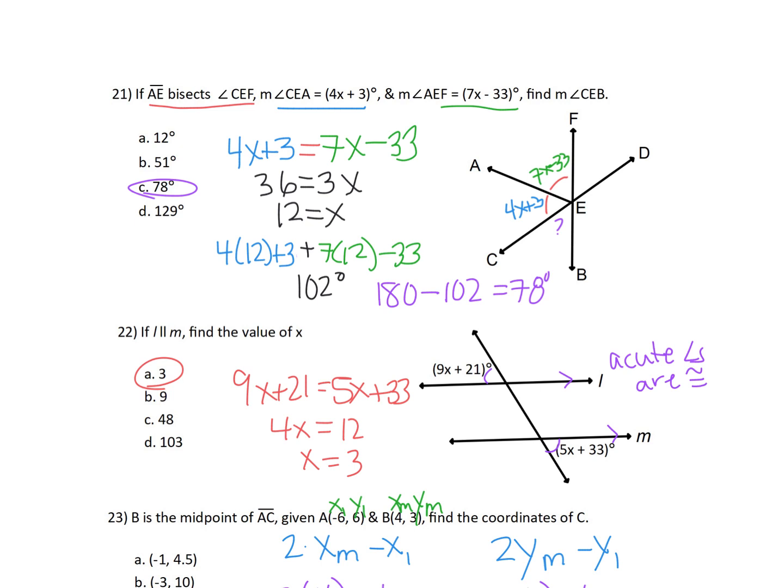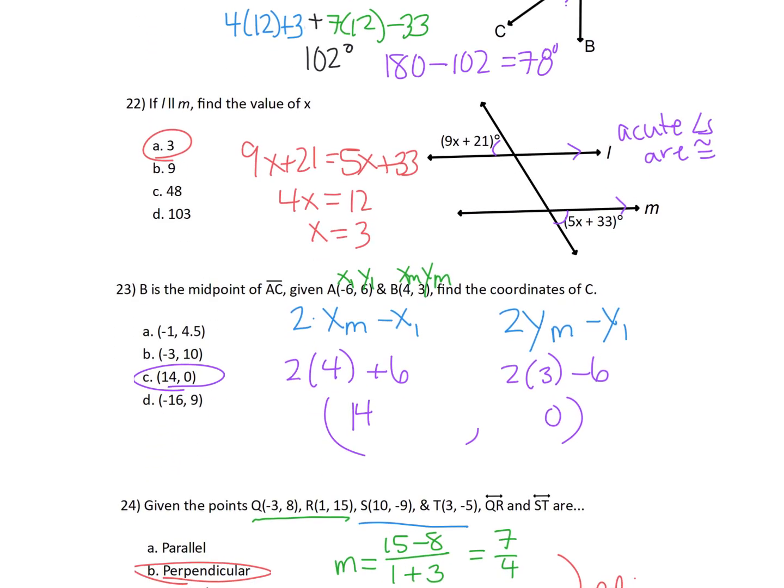Number 22, parallel lines. They are technically alternate exterior. All those acute angles are congruent, but their alternate exterior angles are congruent. So I can set them equal to each other and solve.